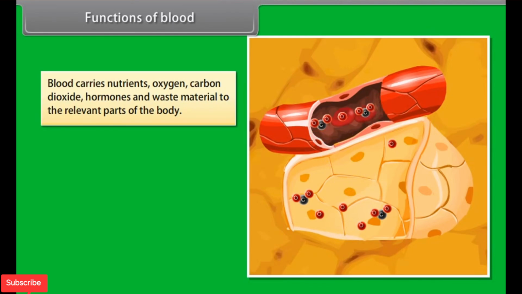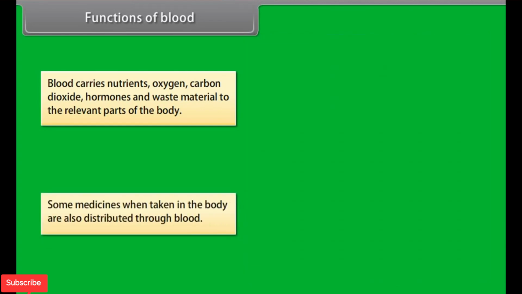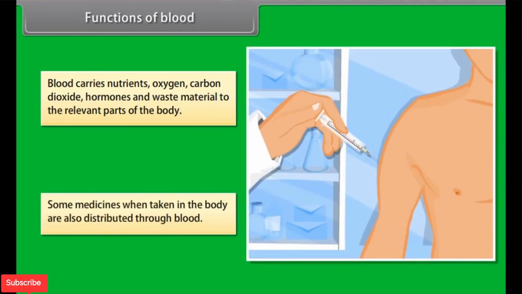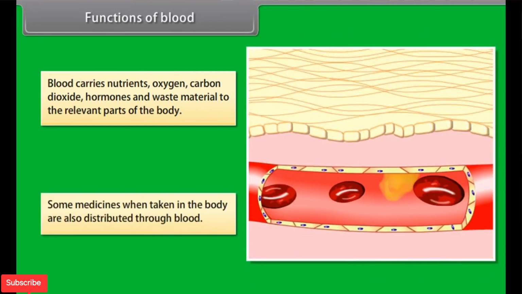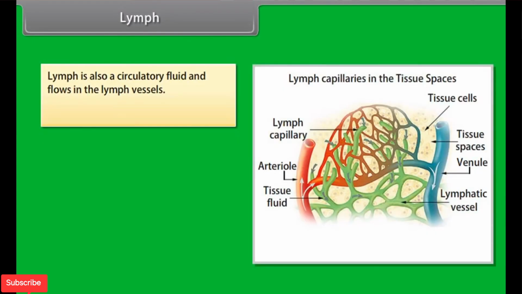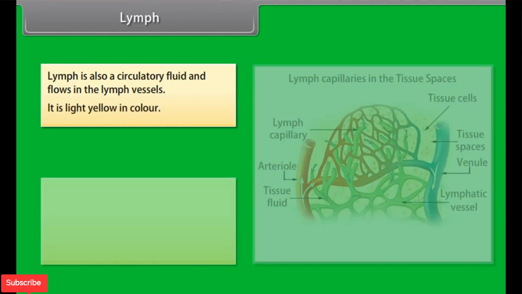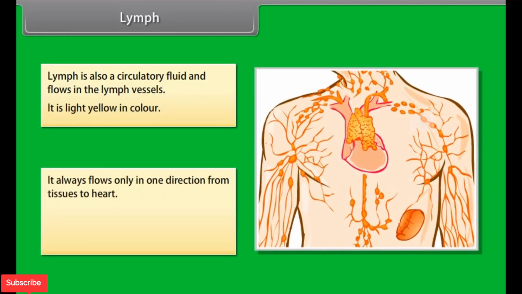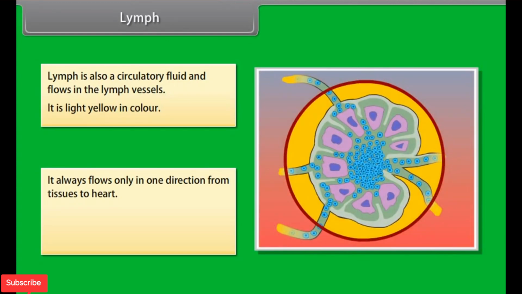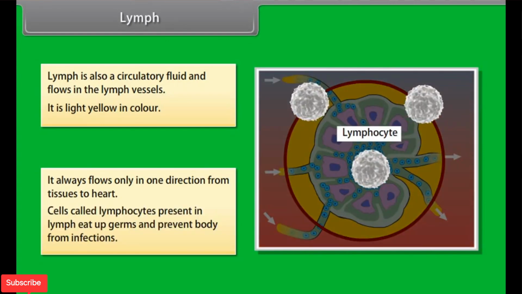Lymph. Lymph is also a circulatory fluid and flows in the lymph vessels. It is light yellow in color. It always flows only in one direction, from tissues to heart. Cells called lymphocytes present in lymph eat up germs and prevent the body from infections. Lymph carries digested fats from the intestine to other parts. It returns proteins and fluid from circulation to tissues.